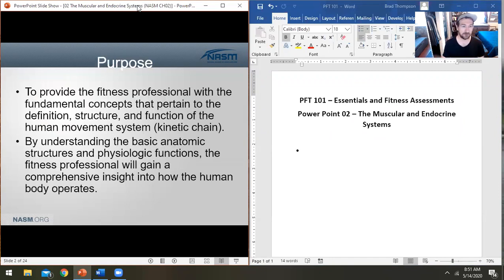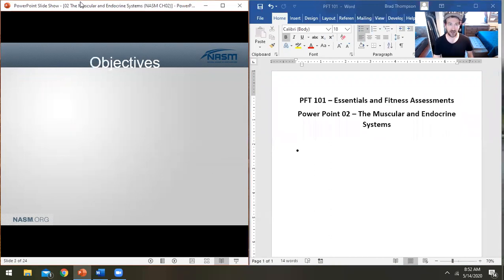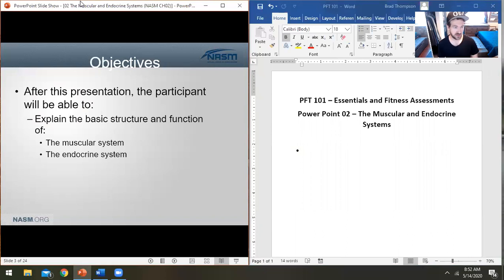So again, our purpose for this lecture, similar to yesterday's, is to talk about the definition, structure, and function of our human movement system, right? We're primarily talking about the kinetic chain here. And by understanding those structures, we'll be able to understand how they operate. So we're going to kind of finish off the kinetic chain.